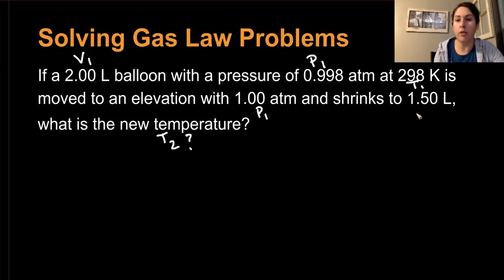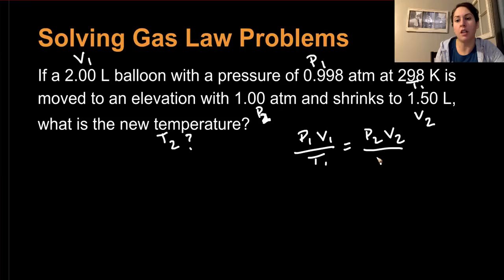So we have a few different things going on here. This has to be P2, because it's the new one, and V2, since it's the new one. So you can think of the new thing that it forms as being the 2. Now what I want to do is plug all of these numbers in. So we remember we have P1 V1 over T1 equals P2 V2 over T2.